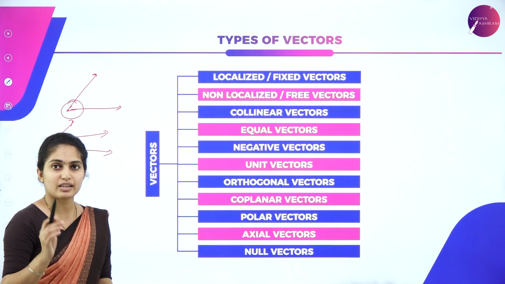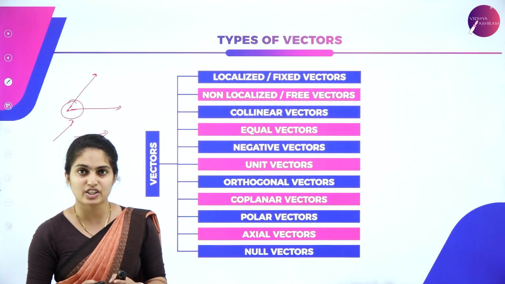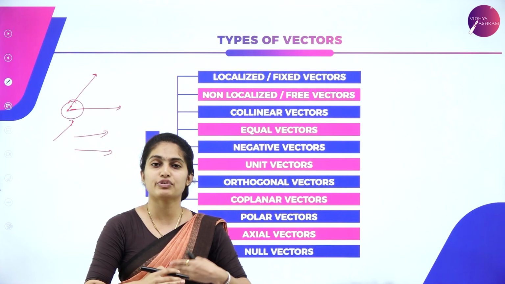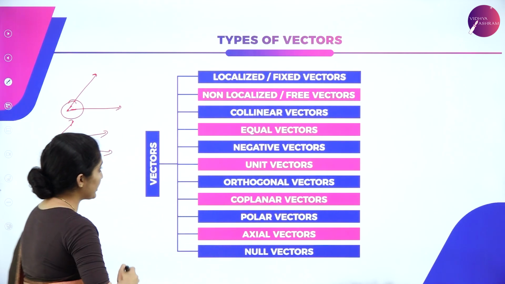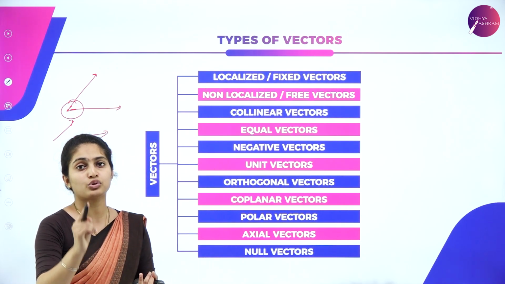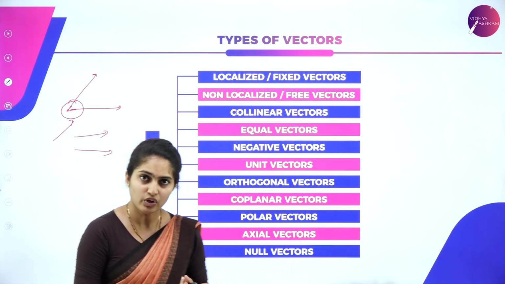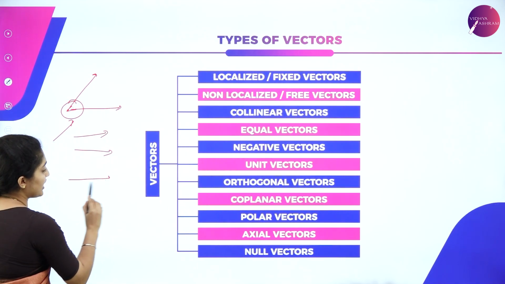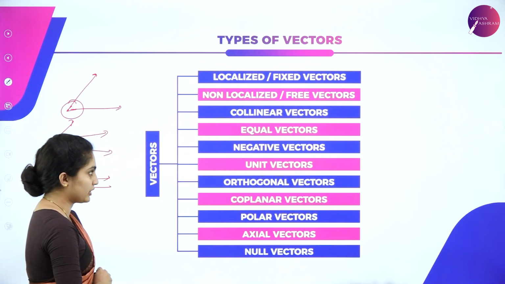Collinear vectors, that means it is in the same direction. Collinear vectors are the vectors which are in the same direction but different magnitudes or values. Okay. Equal vectors are the vectors whose direction is the same as well as magnitude. Next is negative vector. Negative vector, its direction is opposite to that of each other.